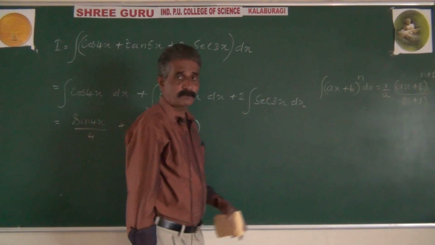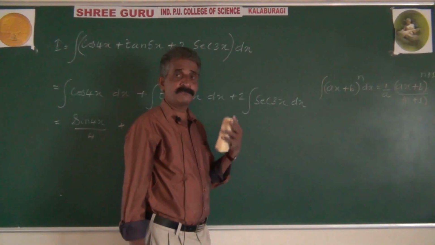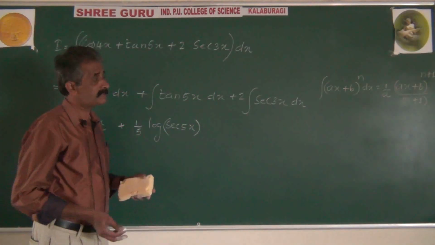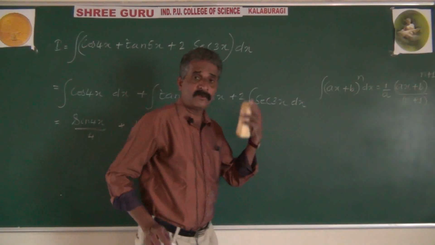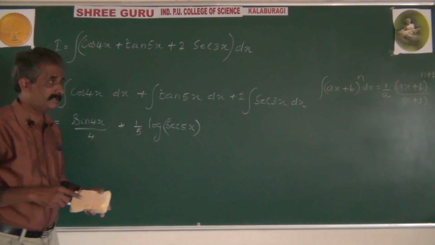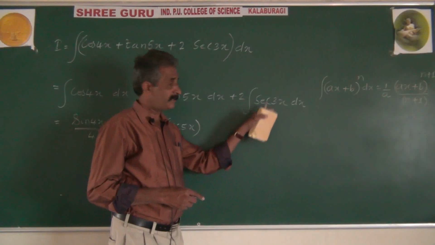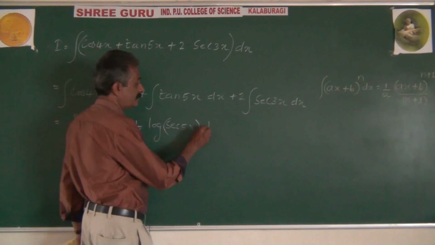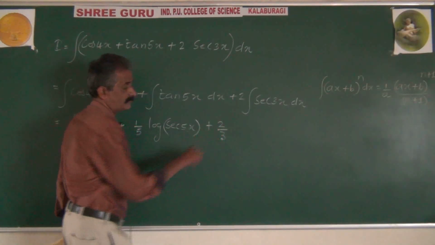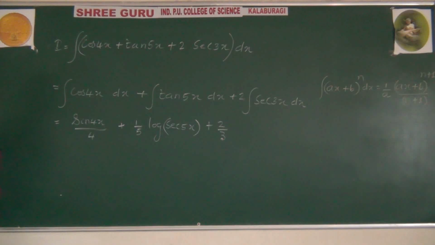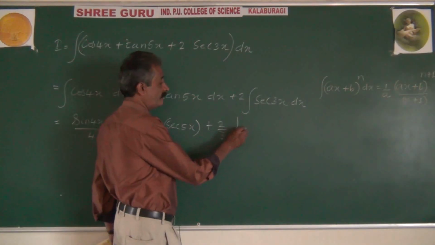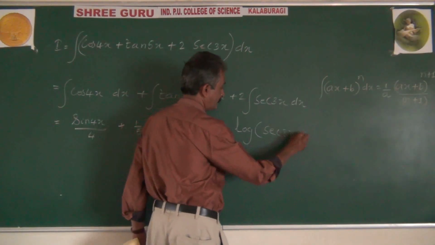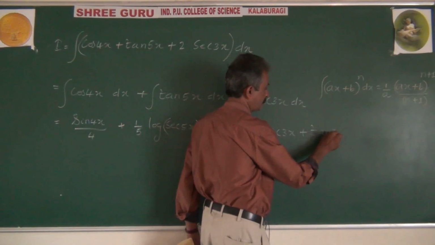Next, see the formula of integration of sec x, not the differentiation formula, the integration formula. Refer to last class. What is integration of sec x? Log of secant x plus tan x. Here log of secant 3x plus tan 3x, more importantly, divided by 3, means here 2 by 3. So 1 by 4 sin 4x plus 1 by 5 log sec 5x plus 2 by 3 logarithm of sec 3x plus tan 3x plus constant.